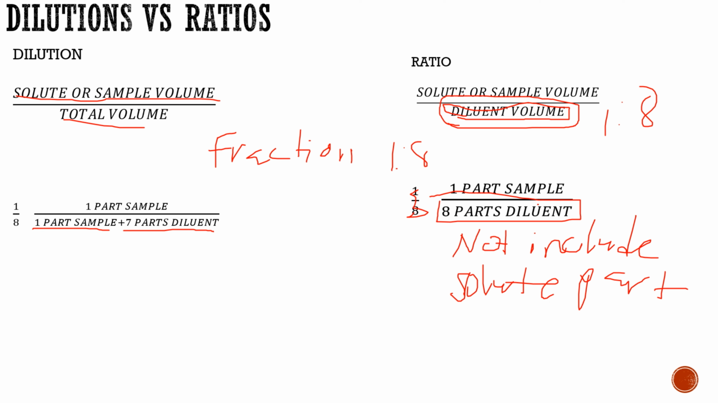In fraction form, the numerator is 1 part sample or solute, and the denominator is the total volume including sample and diluent. In ratio, the denominator, the second number, does not include the solute part. Do take note of the difference. So in our laboratory, what we always use is the fraction form because we want to include the sample and the diluent.